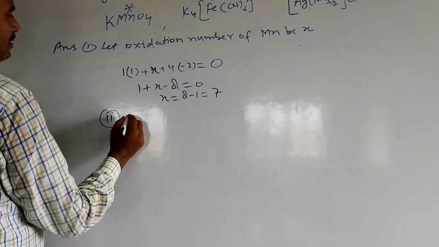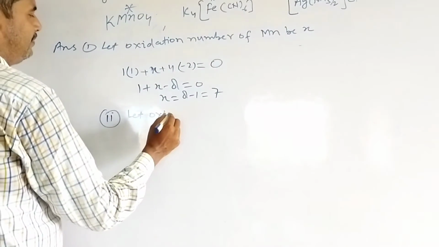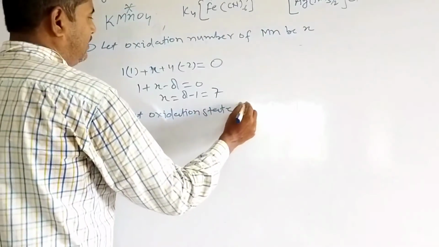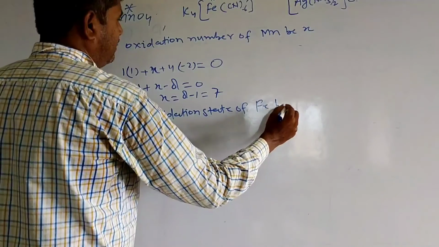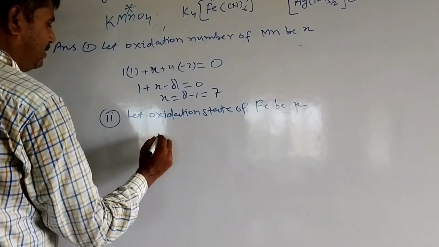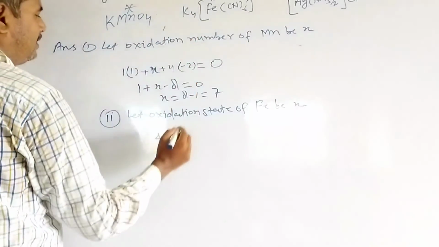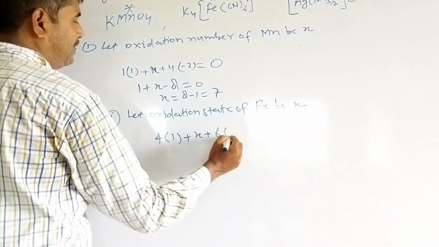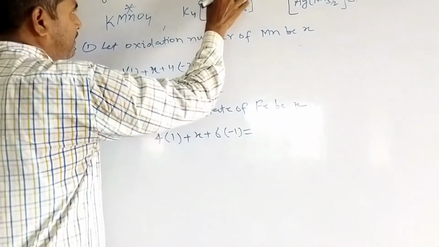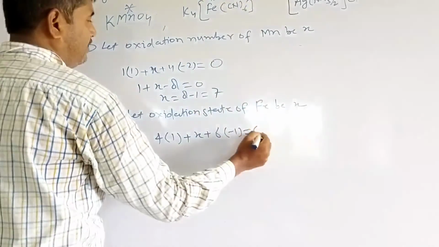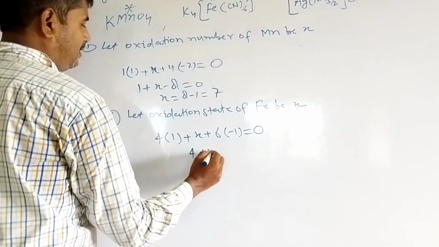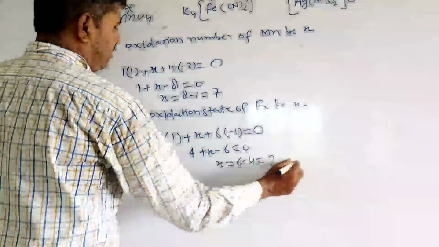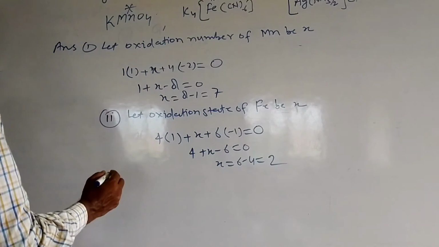Second, let the oxidation state of Fe be X. 4 times oxidation state of potassium, +1, plus X plus 6 times oxidation state of cyanide, -1, is equal to the charge present. Here there is no charge, 0. 4 plus X minus 6 is equal to 0, or X is equal to 6 minus 4, equal to 2.